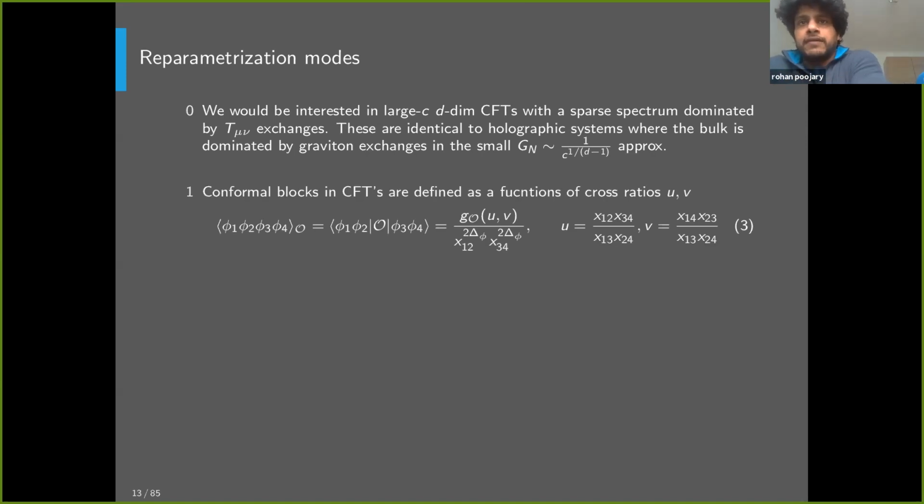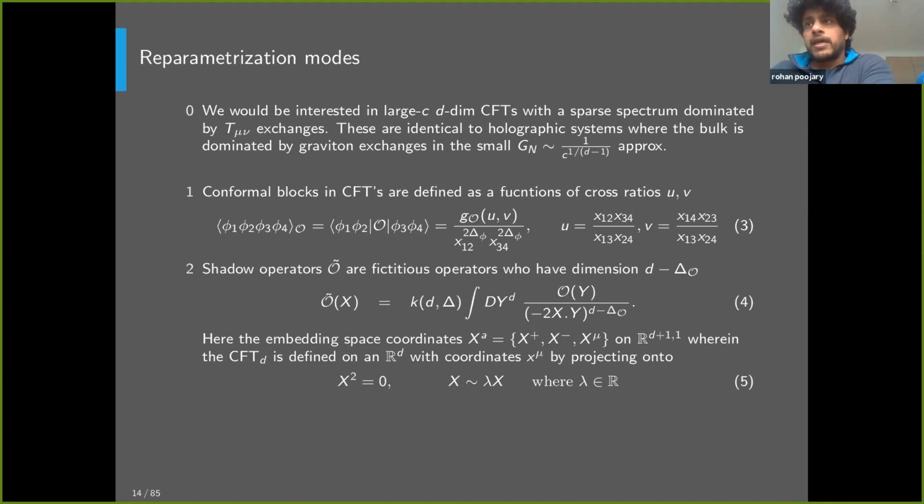Okay, and we know that conformal blocks, the simplest one being that of identical scalars in a CFT 4-point function, can basically be written in this form, where you separate out the 4-point function in terms of 2-point functions, and whatever rest remains, it can be shown as a function of invariant cross ratios, and we are in D dimensions, okay? Not in any specific dimension.